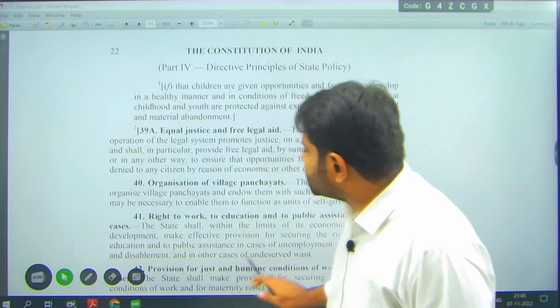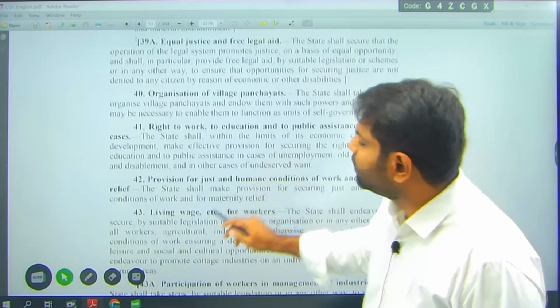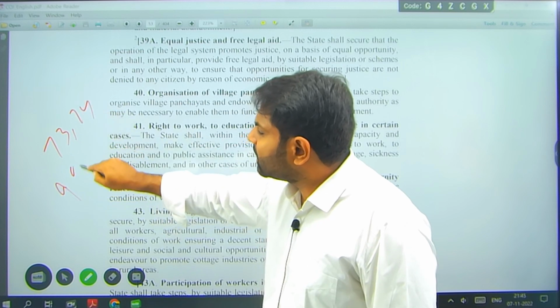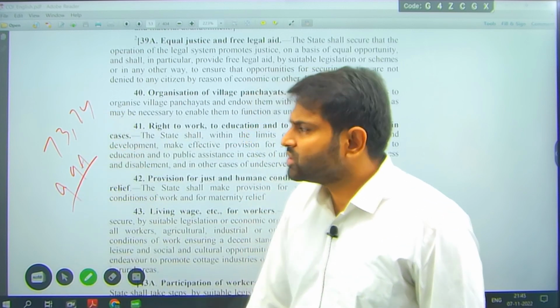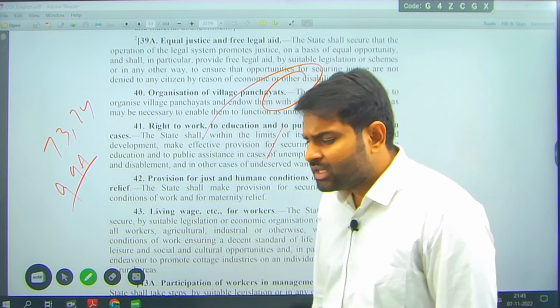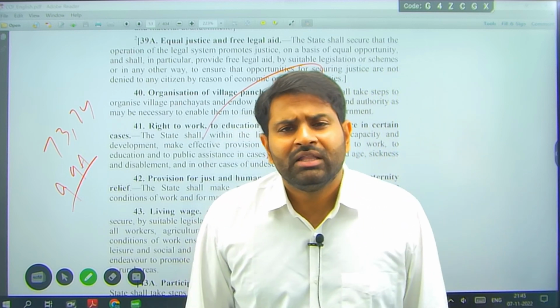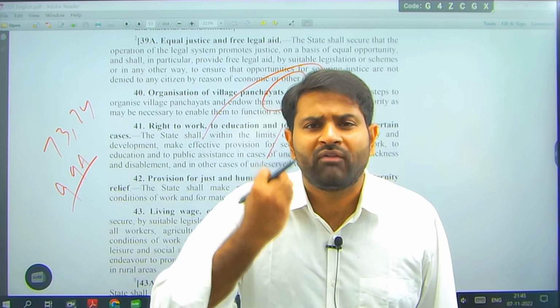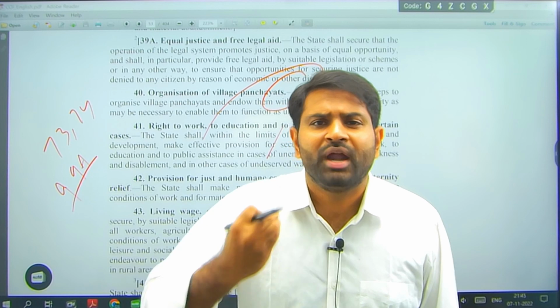Next one, Article 40 is talking about the organization of village panchayats. Although we have the 73rd and 74th Amendment Acts, which brought Part 9A into the Indian Constitution, before that we had Article 40. Gandhi said that we should have panchayats. Gandhi said that the soul of India lives in rural areas. Rural areas have the soul of India. Let the rural areas be administered well.